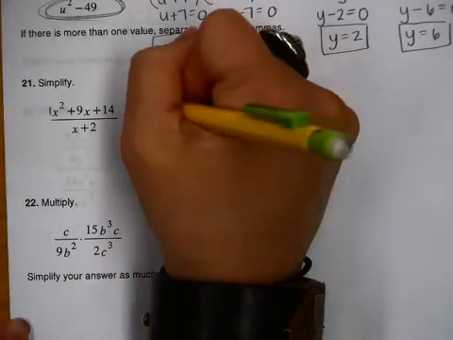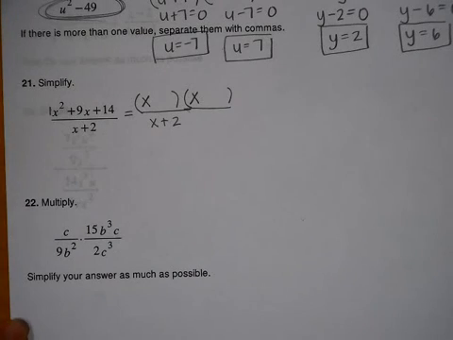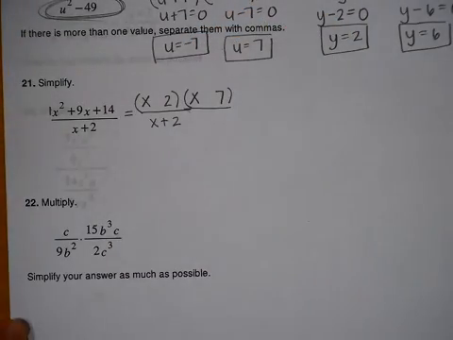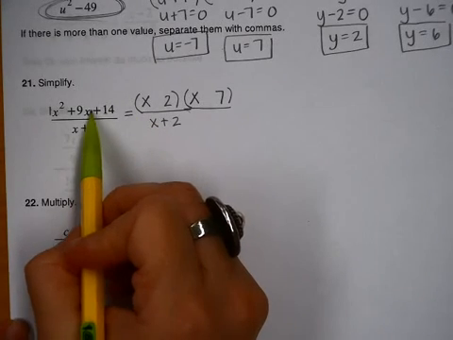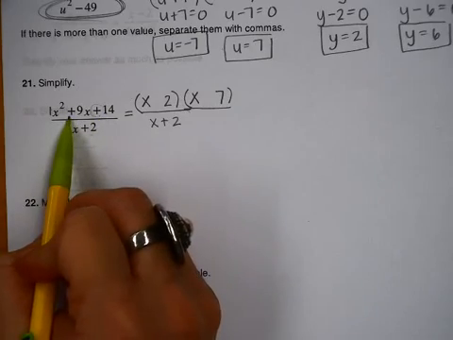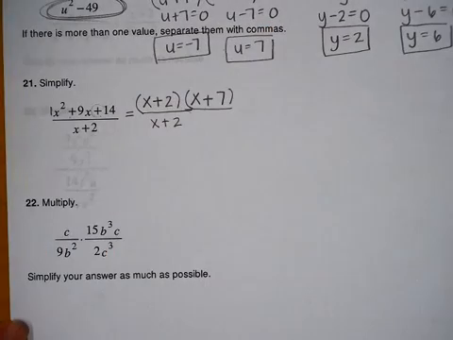Alright, and so we're going to have x and x. We need two things that multiply to be 14 and add to be 9. 2 and 7. And what are my signs going to be? This plus tells me that my signs are going to be the same, and this tells me that they're both going to be plus. So it's going to be plus 2 plus 7.